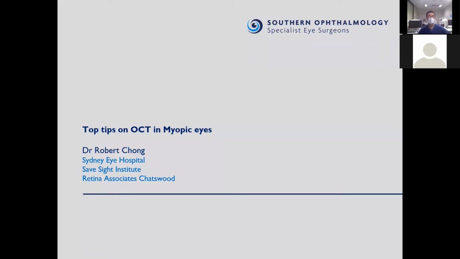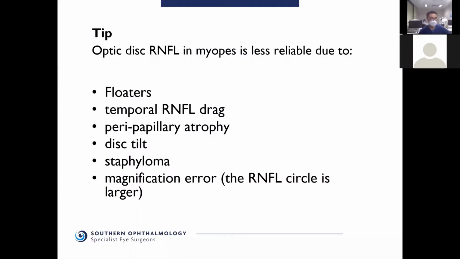Tonight, I'll be giving you my top tips on OCT in myopic eyes. All right, so tip number one. When you do an optic disc OCT in myopic eyes, the nerve fiber layer readout is less reliable, and that's due to a number of different factors.